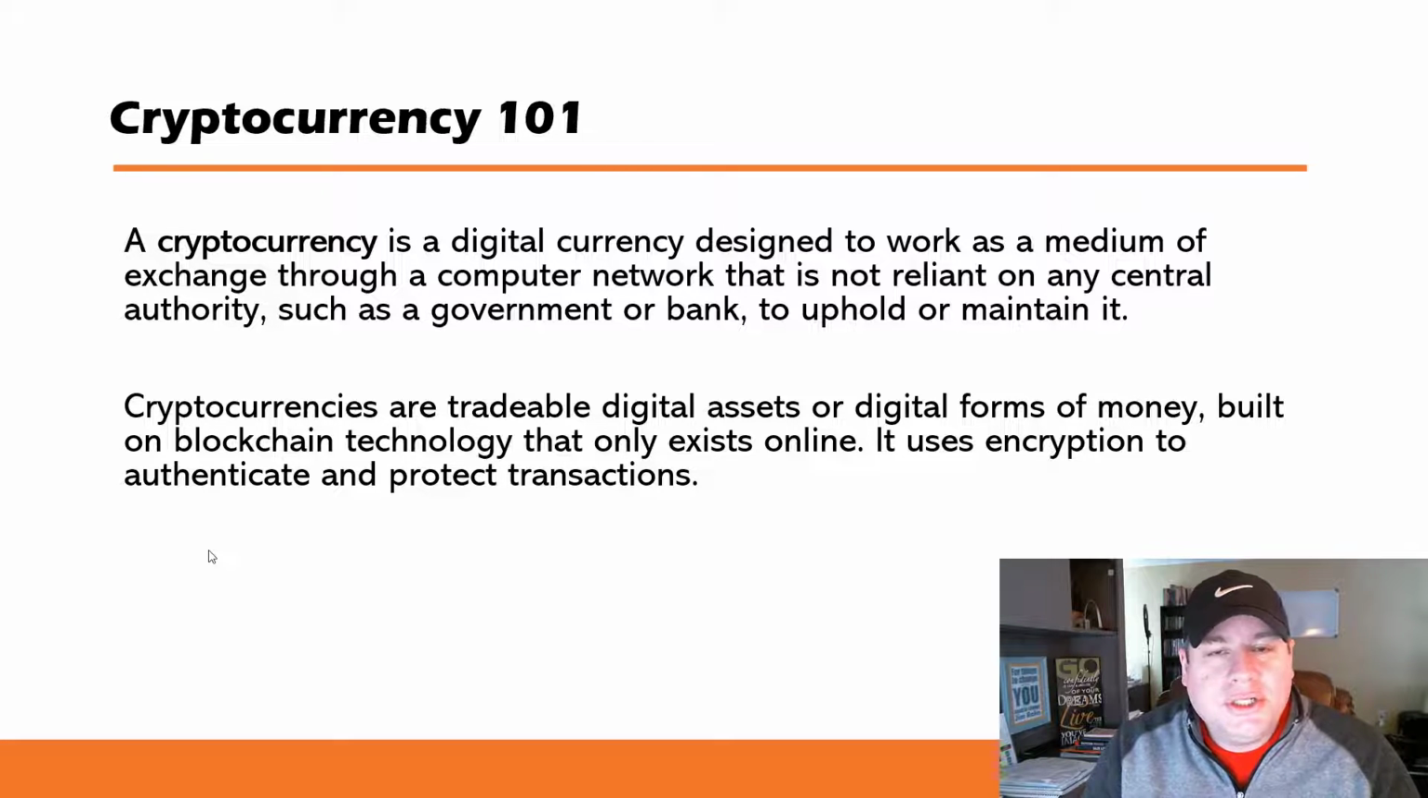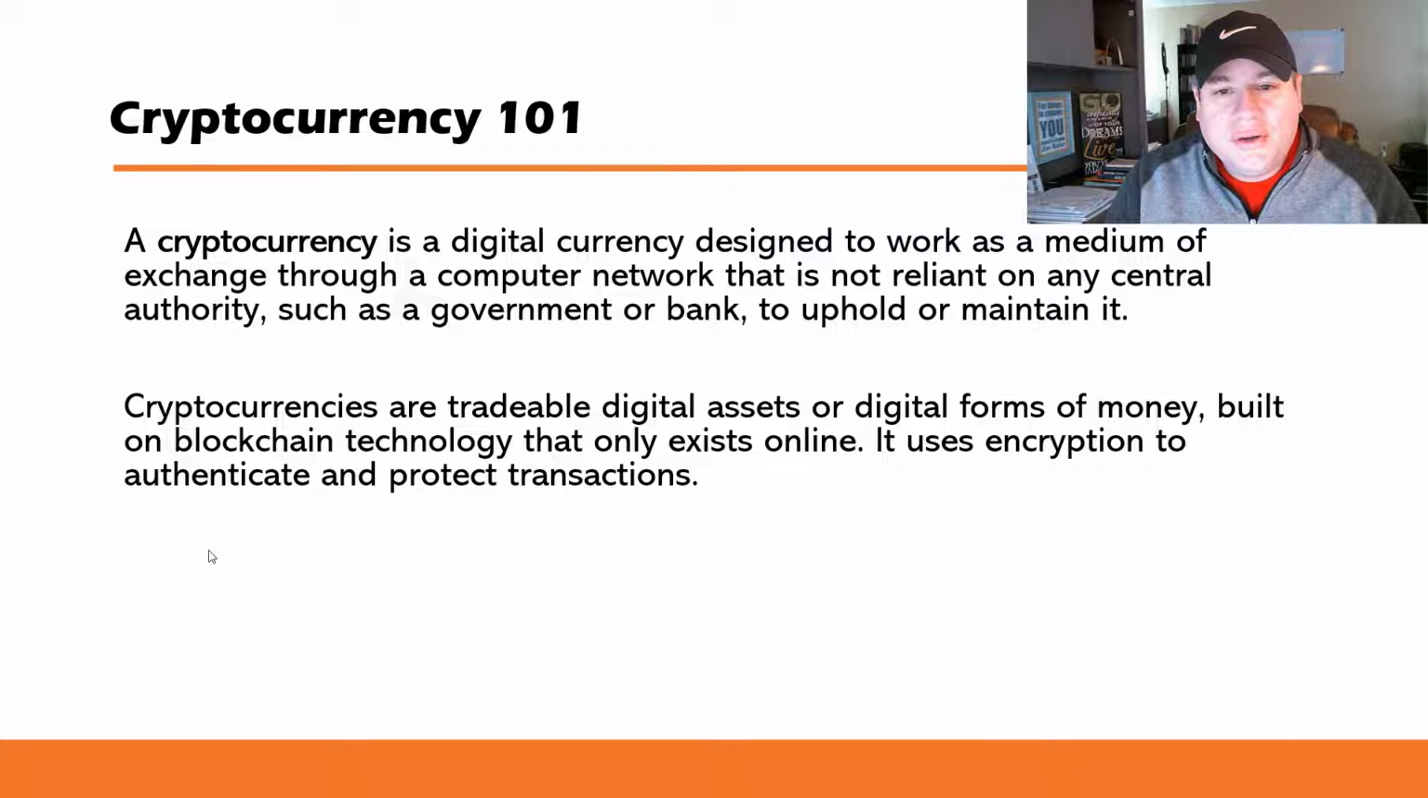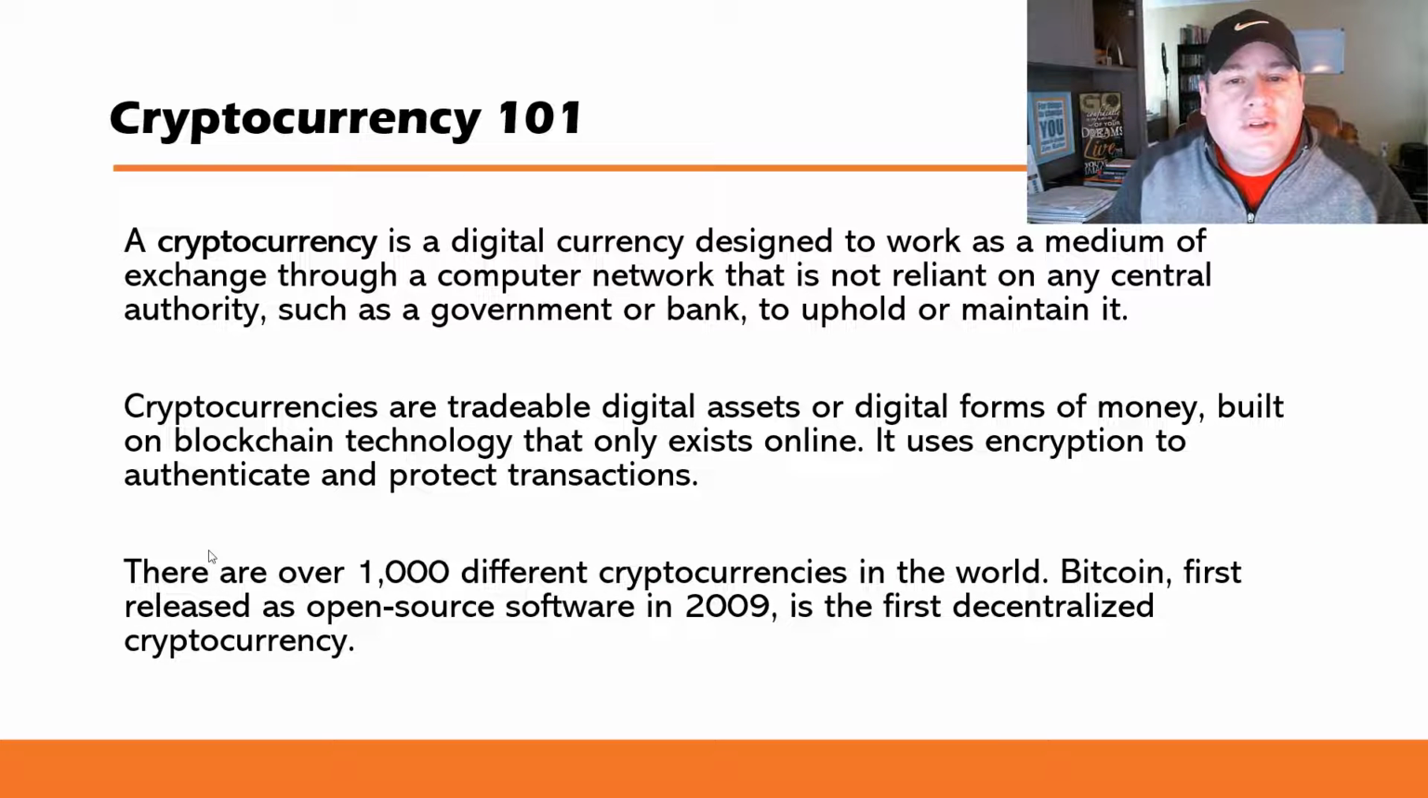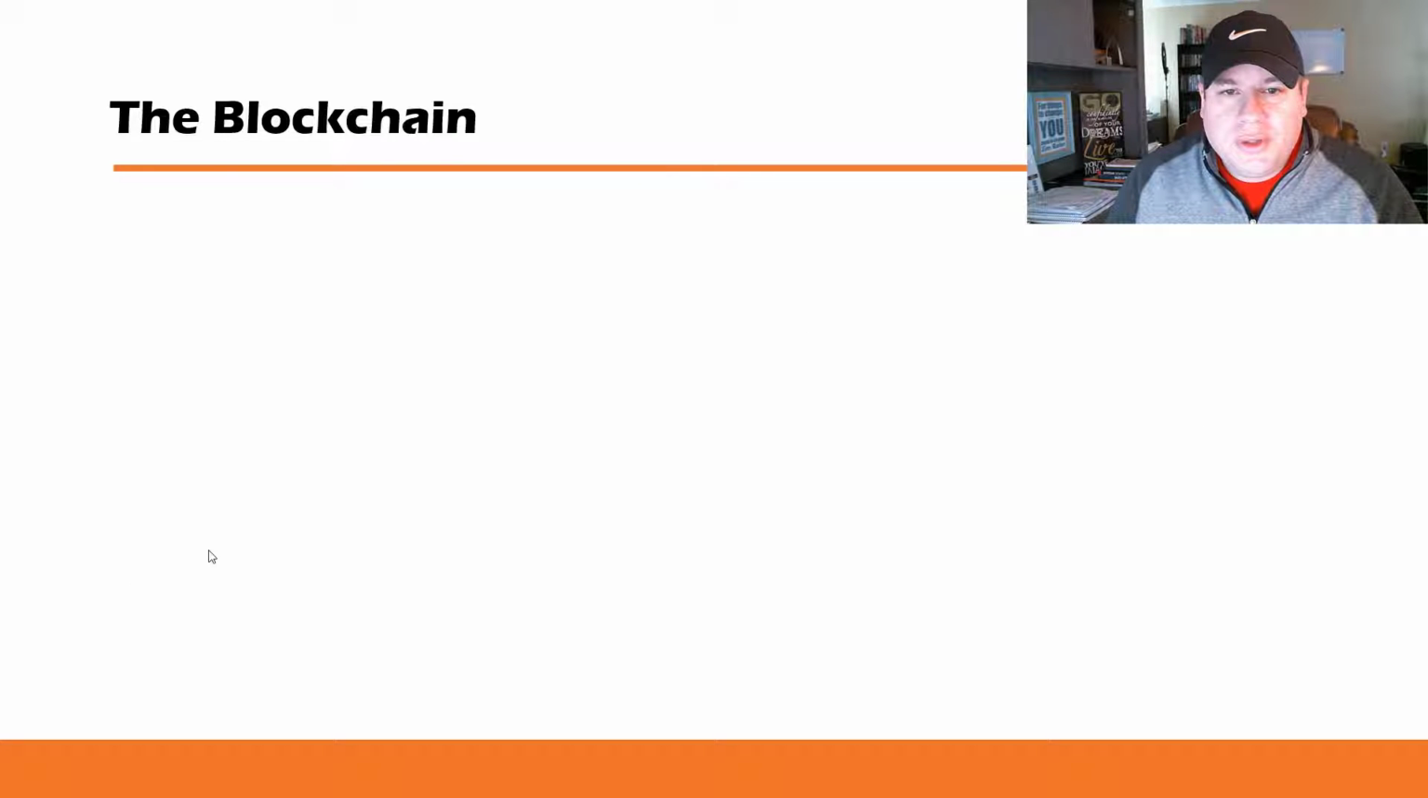It's blockchain technology that only exists online. It uses encryption to authenticate and protect the transactions. Now, as of the date of this recording, I think there are over 1,000, I think 1,300 different cryptocurrencies in the world. So Bitcoin was first released as open source software in 2009, which is the first decentralized cryptocurrency. Okay, and so that's cryptocurrencies in a nutshell. But it also talks a little bit here about blockchain technology, which is also important to understand and know.